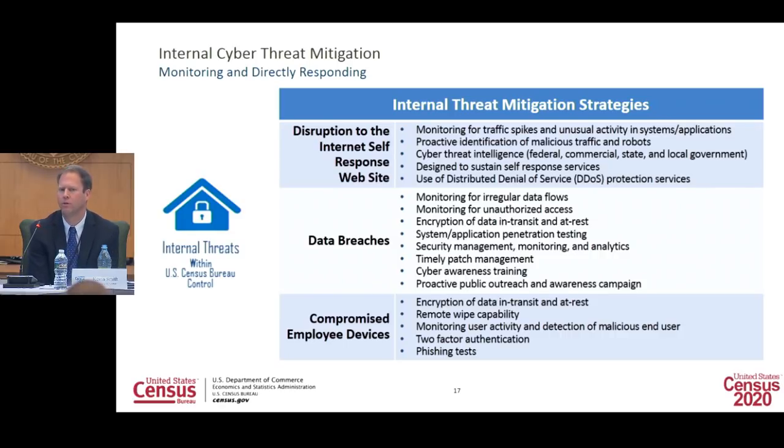Proactive identification of malicious traffic and robots. We're going to be using all of the technology within our telecommunication providers that directly connect to us. They have DDoS services that detect these things. We'll be having things that ask you up front, are you a robot or not? These are things called CAPTCHA. They're known standards. These are just standard things to do. All these things are in place to mitigate against a typical automated attack.